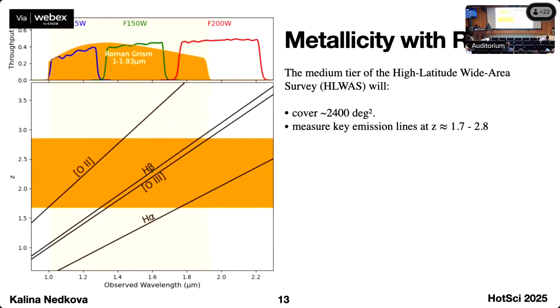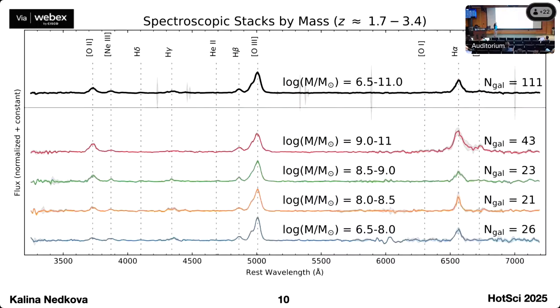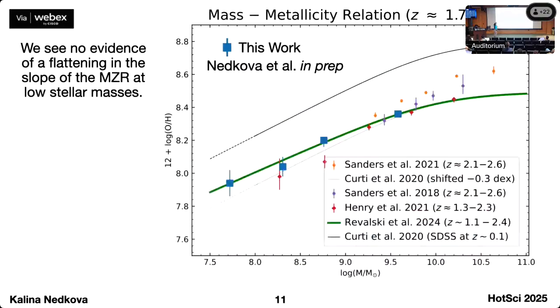Okay, so looking forward, I'm very excited to do this with Roman. One thing that I'm really excited about is this high latitude wide area survey that's going to cover 2,400 square degrees, and it will measure key emission lines. So these 3 key emission lines at redshifts 1.7 to 2.8. And then if we play a game where we take the stellar mass function times the detection rate that we expect from Roman, we can get the number of emission line galaxies that we expect to see. And so I'm going to look at O2 because this is one of the weakest lines for low mass galaxies.